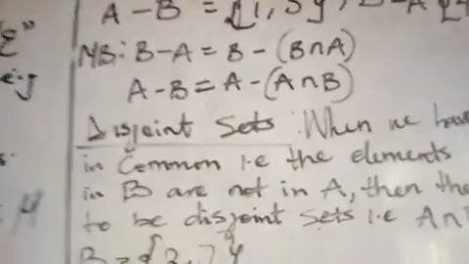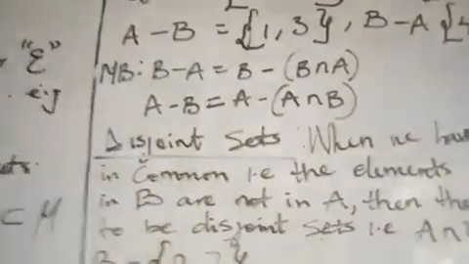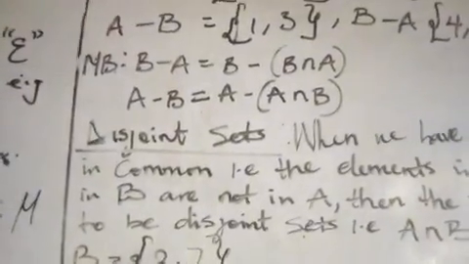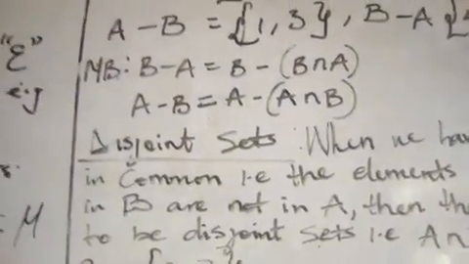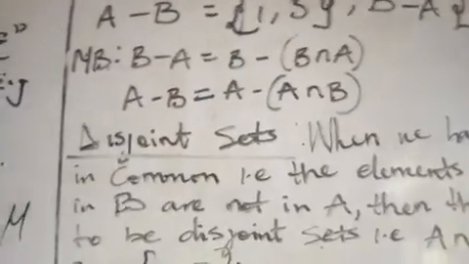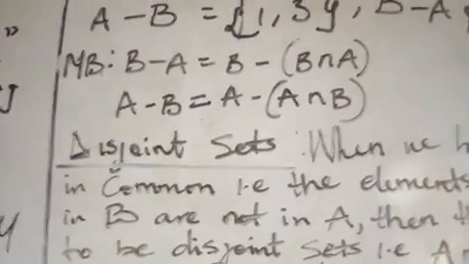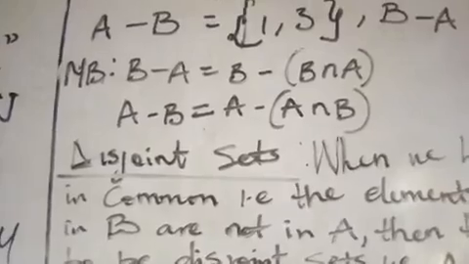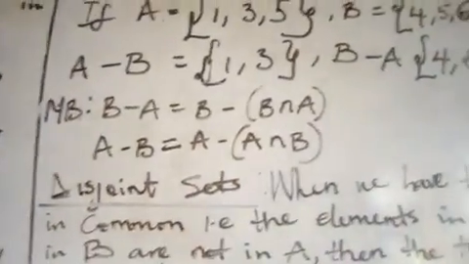So, and also notice that B minus A is equal to B minus bracket B intersection A, or A minus B is equal to A minus open bracket A intersection B. So take note of that. For you to confirm if you get the answer here correctly, then just try and do this, then you are good to go.